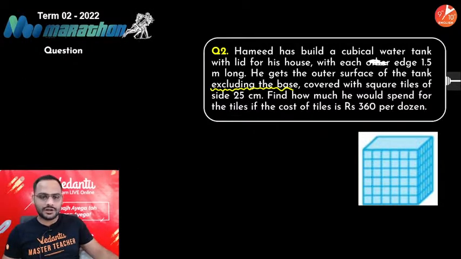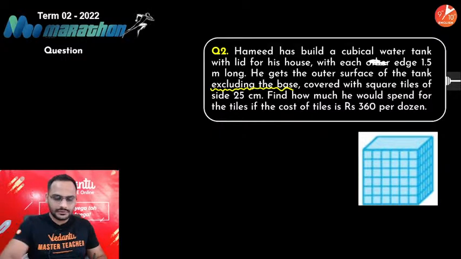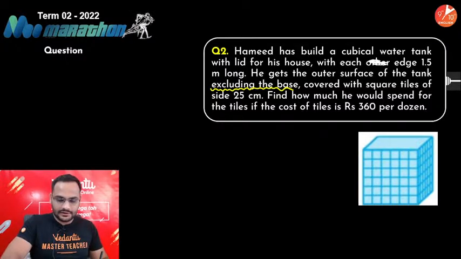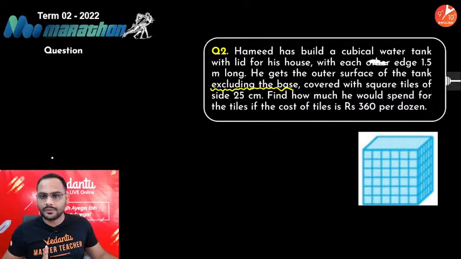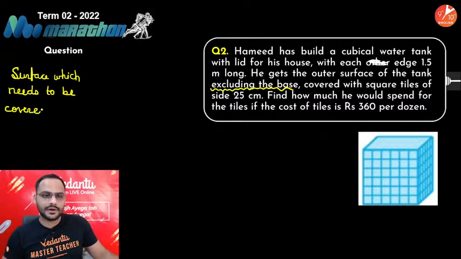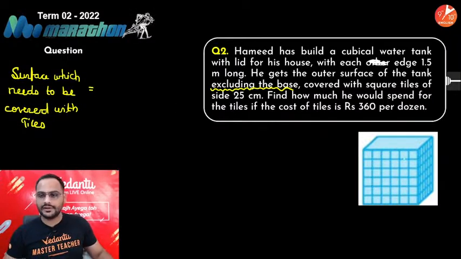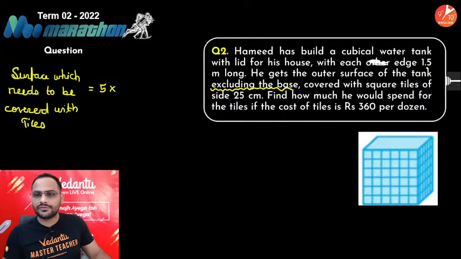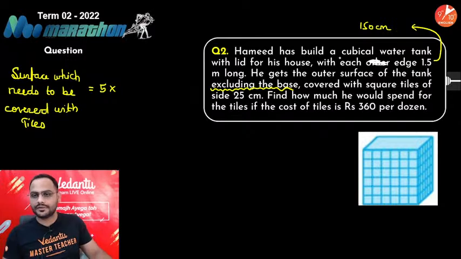Right. So first I'll talk about the cube. तो अब cube में देखो बेटा how much surface you need to be covered with tiles. So the surface which needs to be covered with the tile will be equal to 5 surfaces of this cubical tank. So 5 times of, देखो cubical tank edge is 1.5 meter, 1.5 meter into centimeter will be 150 centimeters, right?